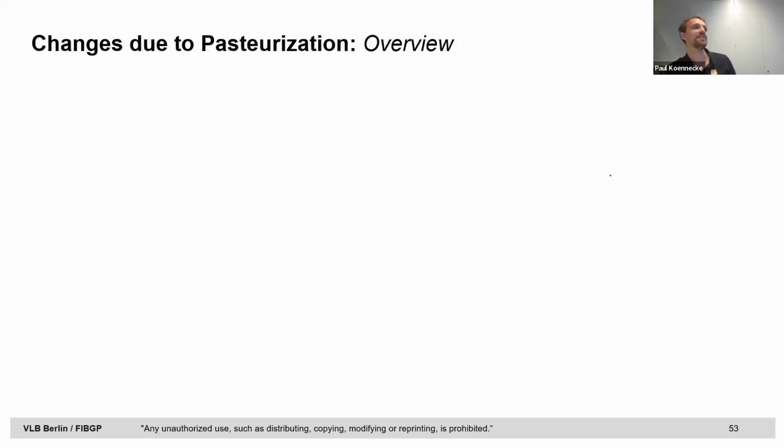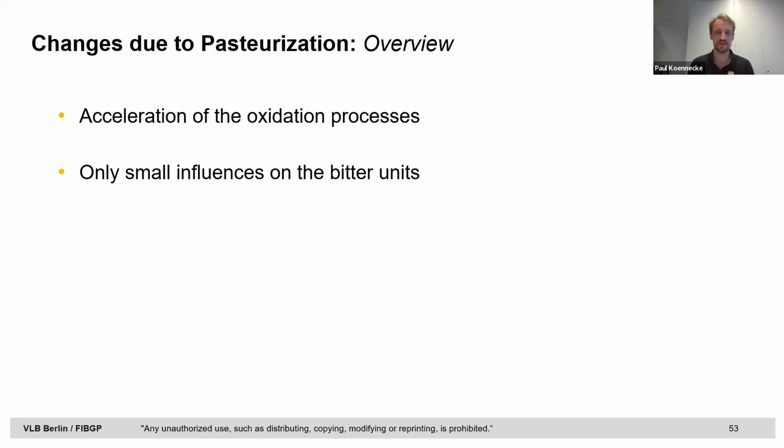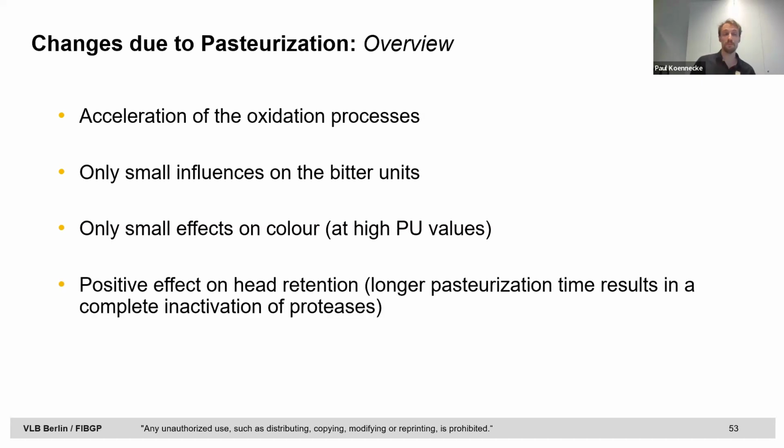And yeah, what can happen when we pasteurize? I also talked a lot about that now, but just to summarize it a little bit, we have an acceleration of the oxidation processes. We have just very small influences on the bitter units, so that's not that much. We have only very small effects on color and only at very high pH values. So normally our color is not really rising through a Maillard reaction. Most of the time, if we have one, we have a positive effect on head retention.